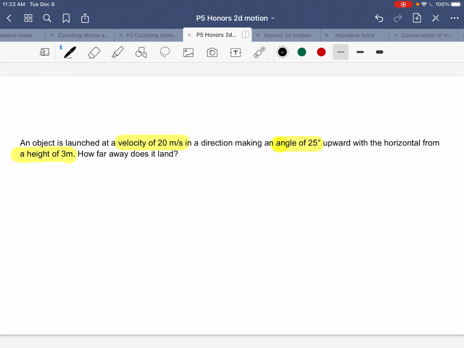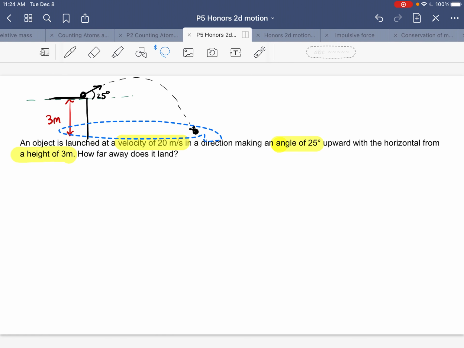So first thing we want to do is just go ahead and draw a picture here. So we have a height of 3 meters. We have this thing being launched at an angle of 25 degrees relative to this horizontal here. We know the ball is going to go up and it's going to hit the ground some distance away, and that's the distance we want to find. So how far away does it land? So we're trying to find this delta x here.